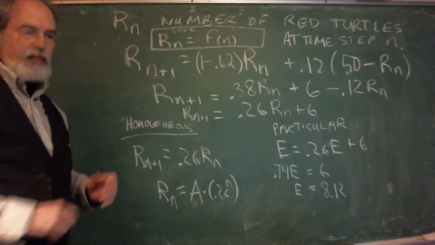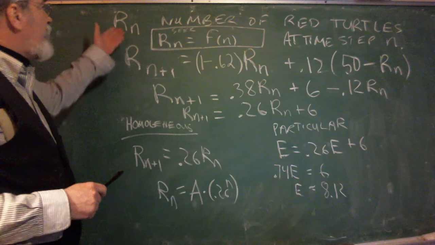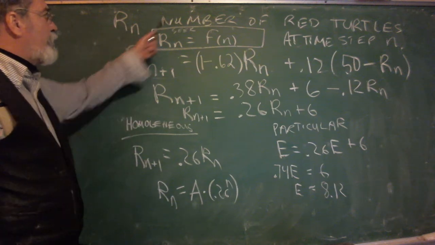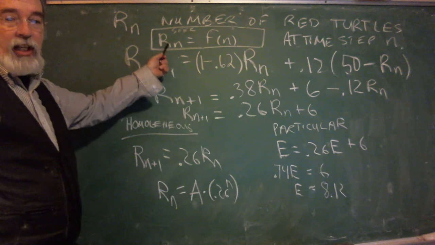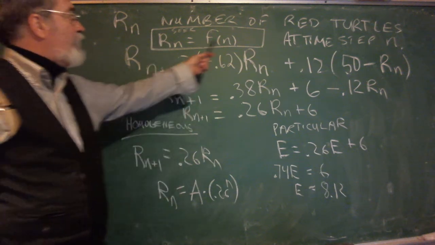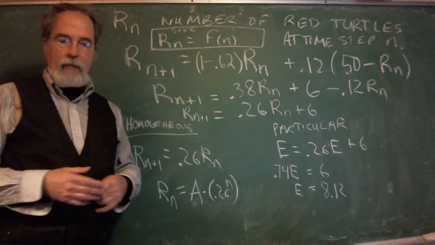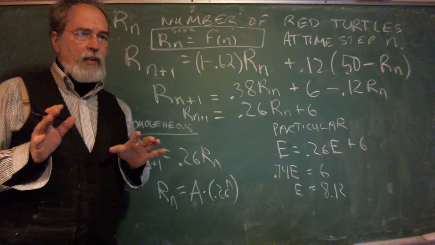This is the math of difference equations, everybody. You got to say what your variable is. So r sub n is going to be the number of red turtles at time step n. We seek a solution, and it's a function. It's going to be a function of n. Little n is the time step. So it's not different from what we did before.